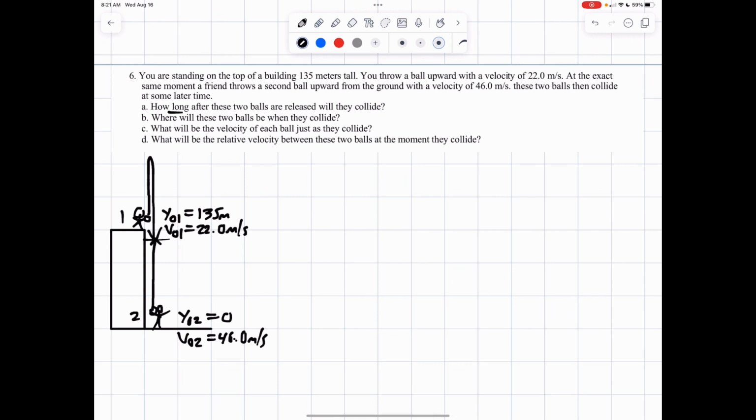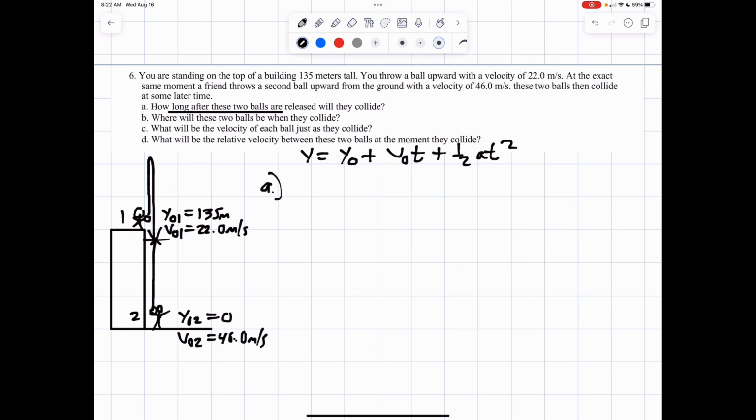It says, how long after these two balls are released will they collide? Well, think about it. They're going to collide when their times are the same and when their positions are the same. So first, let's come up with a function that's position versus time. How about equation number 9? y equals y naught plus v naught t plus 1/2 a t squared.